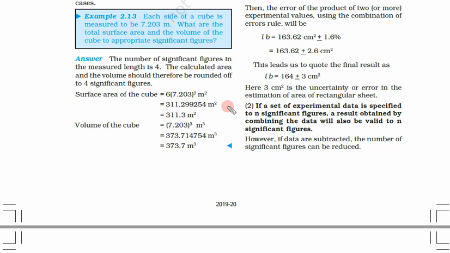So we have learned how to properly express these multiplications. Now let us learn about some other rules. If a set of experimental data is specified up to n significant figures, that n can be 3, 4, 5 or whatever it be, a result obtained by combining all the data will also be valid up to n significant figures.